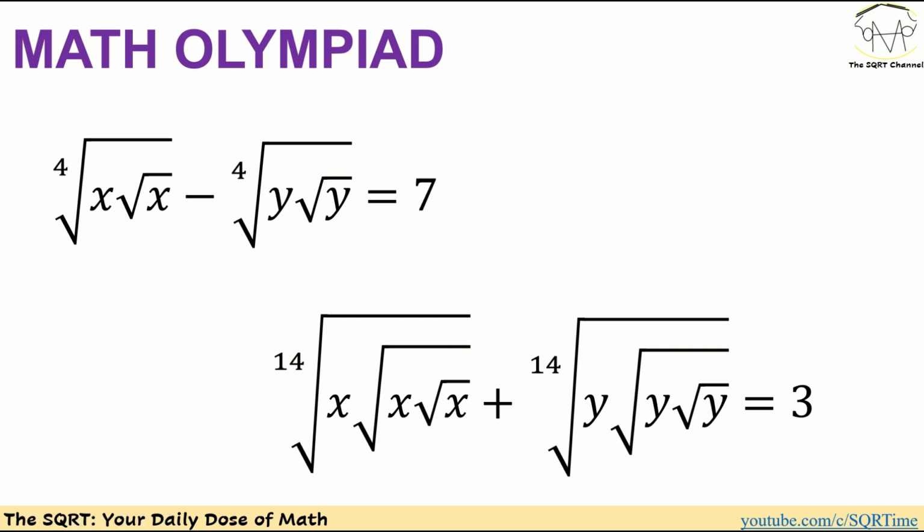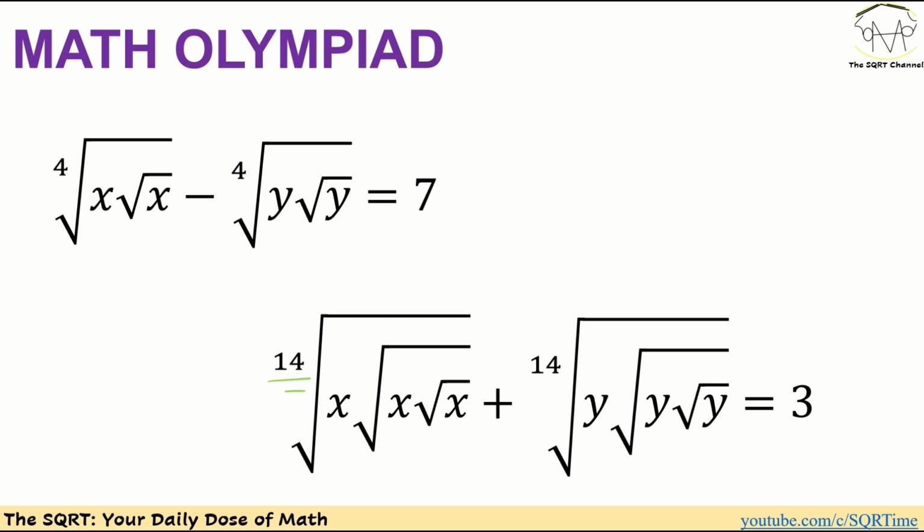In this video, we are going to talk about a problem that is with radicals. In this problem, we are going to have two equations. For the first equation, we have the fourth root, and for the second equation, we have the 14th root. Let's talk about each equation first, and then we are going to talk about the solution.